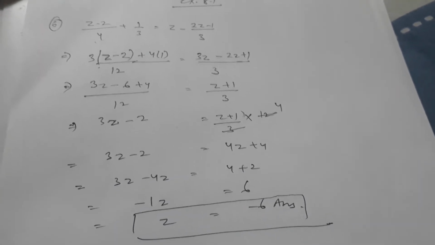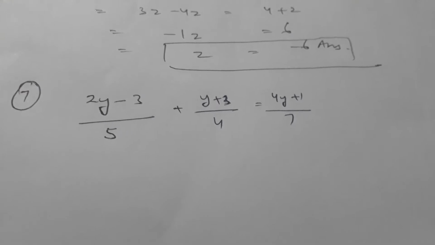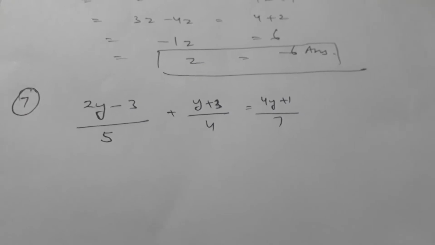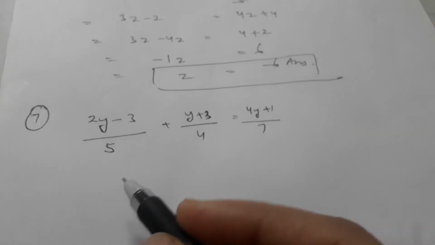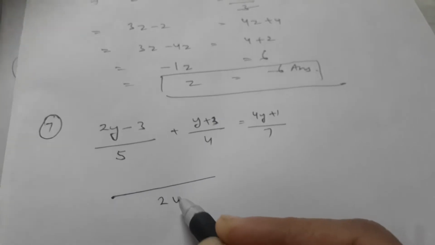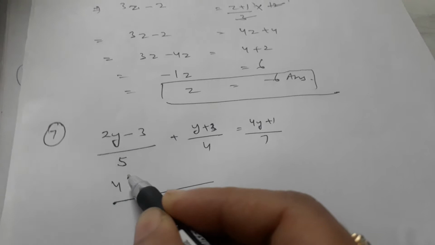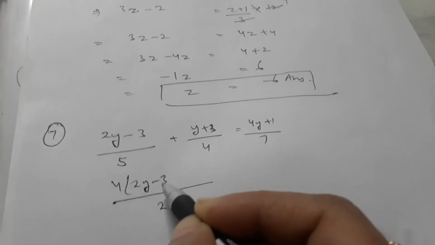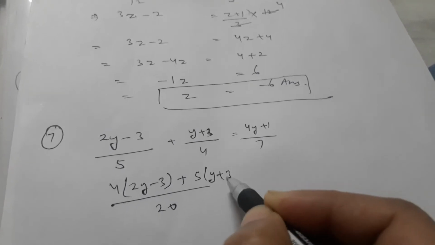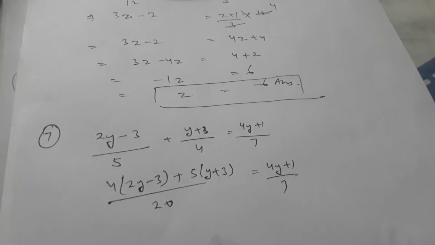Now come to the 7th question. The 7th question is (2y minus 3) by 5 plus (y plus 3) by 4 equal to (4y plus 1) by 7. Here we will take the LCM. So the LCM will come out as 20, and it will be multiplied by 4, 2y minus 3, plus it will be multiplied by 5, y plus 3, equal to (4y plus 1) by 7.